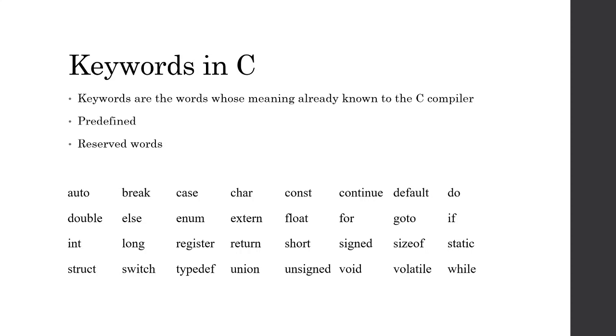When we write int, तो compiler को पता है कि ये है data type. So keywords are the reserved words. So you see there are 32 keywords which are listed below. So you can see all the keywords: auto, break, case, extern, return, short, and so on. Void.